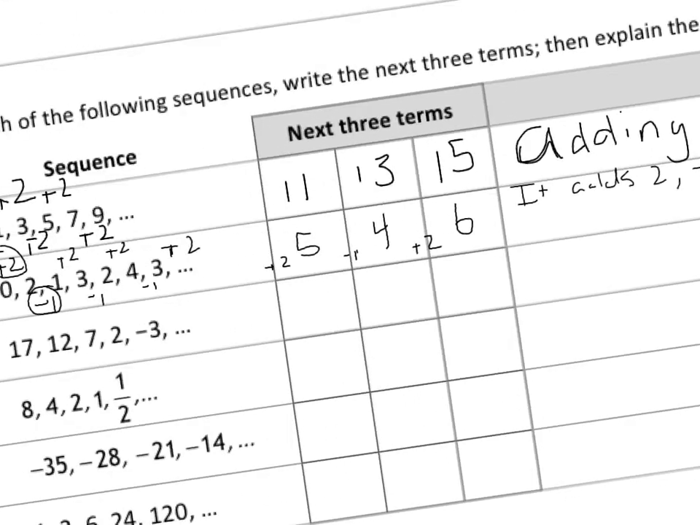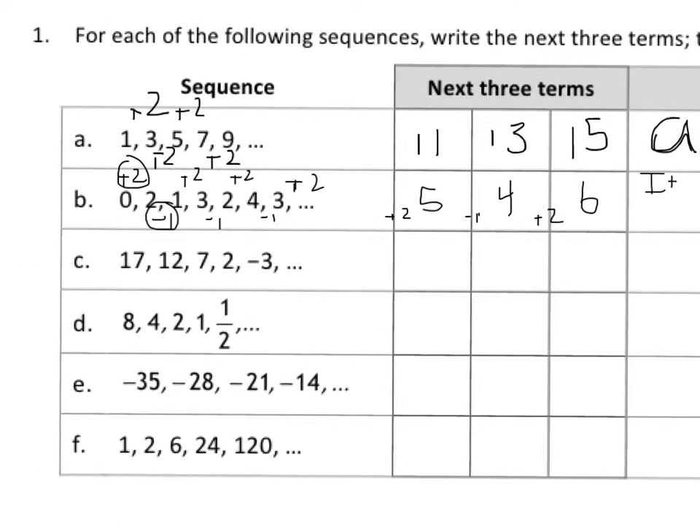Alright, let's go back. Alright, 17, 12, 7, 2, and minus 3. I went from a positive number here to a negative number, so that makes me think that I might be taking away stuff rather than adding stuff. And there was some subtraction in the last problem. So 17 minus 5 gives me 12, 12 minus 5 gives me 7, 7 minus 5 gives me 2, and 2 minus 5 gives me negative 3, so that seems like it's the pattern. If you're not sure how to find the difference between 17 and 12, you can't just do that in your head.